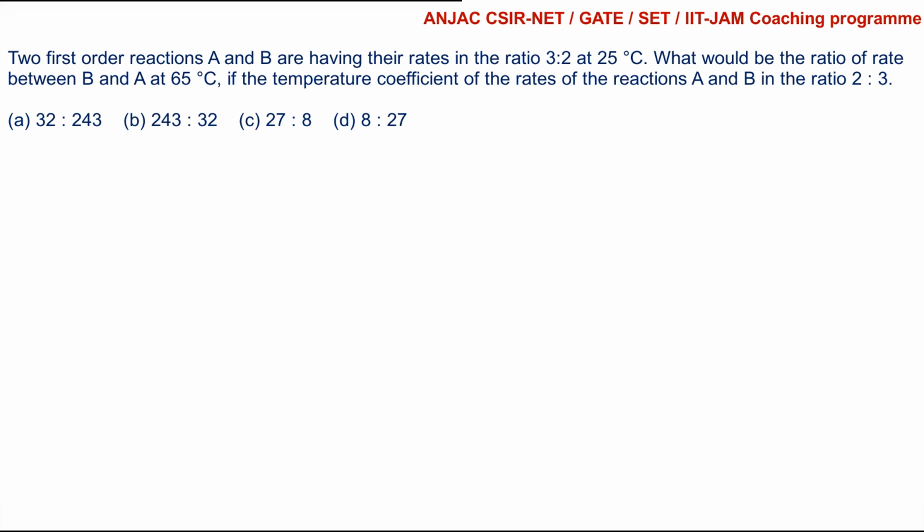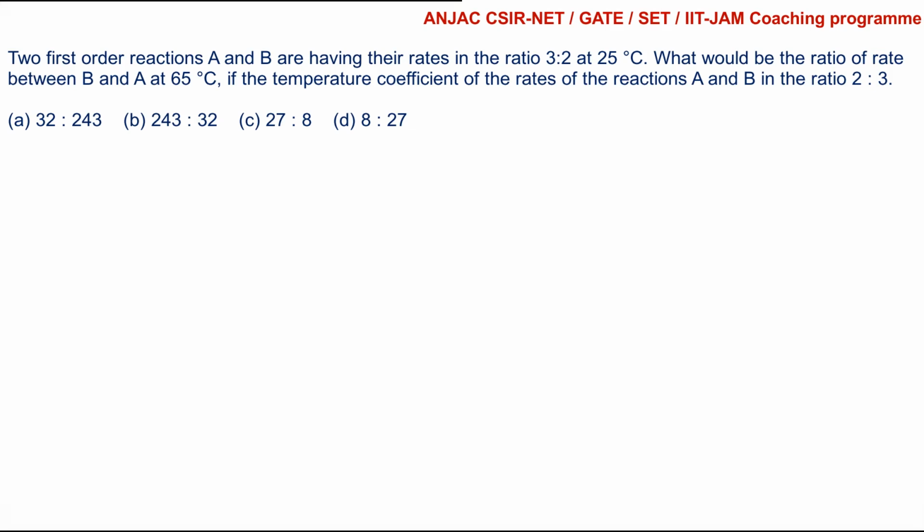Now you can work out this in a similar manner. But here the initial rates are in the different ratio 3:2. Therefore, for A, the rate of A at 25 degrees centigrade, you put it as 3, and for the rate of B at 25 degrees, you put 2, and work out the correct answer. The answer is option C. Go and check your answer.